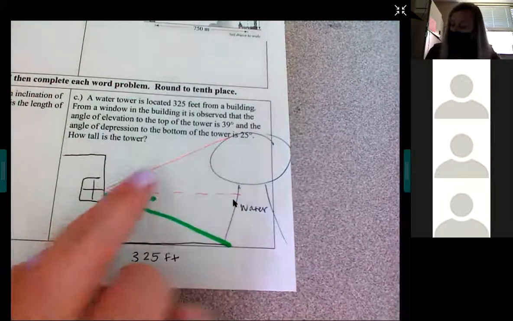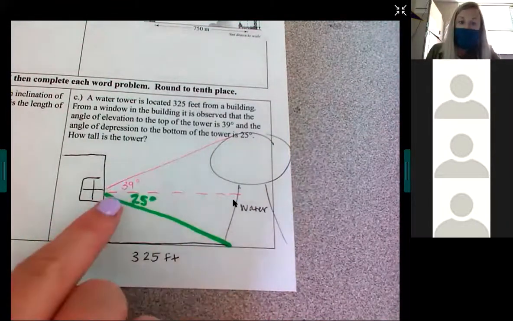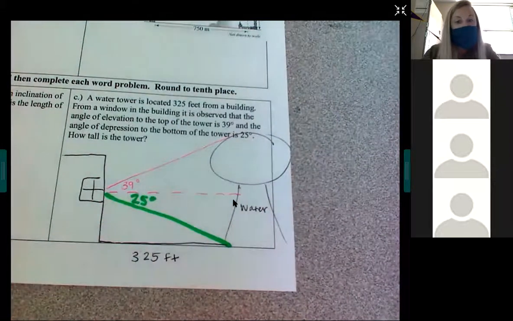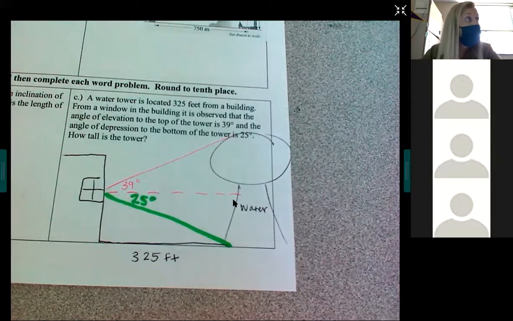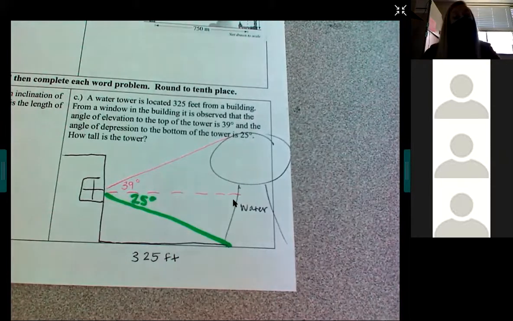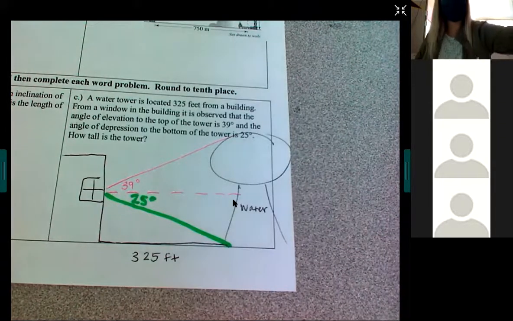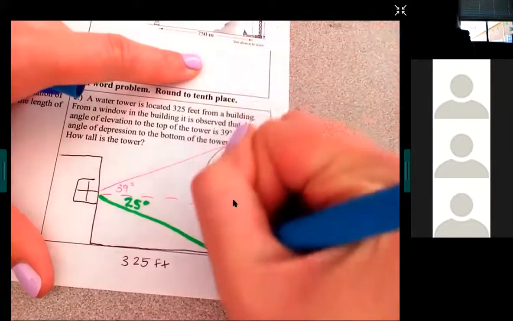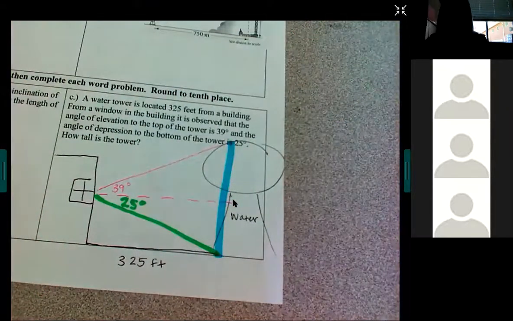If you look up to the top, that's 39 degrees. If you look down to the bottom, that's 25. Is everybody good? Yeah? Okay. It wants to know how tall is the water tower. So I'm going to pick a different color just so I can draw this in there for y'all. We want the entire height of the water tower.